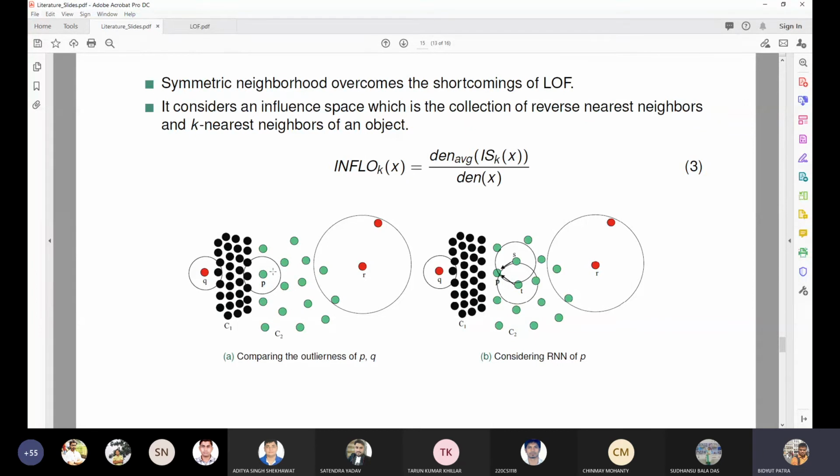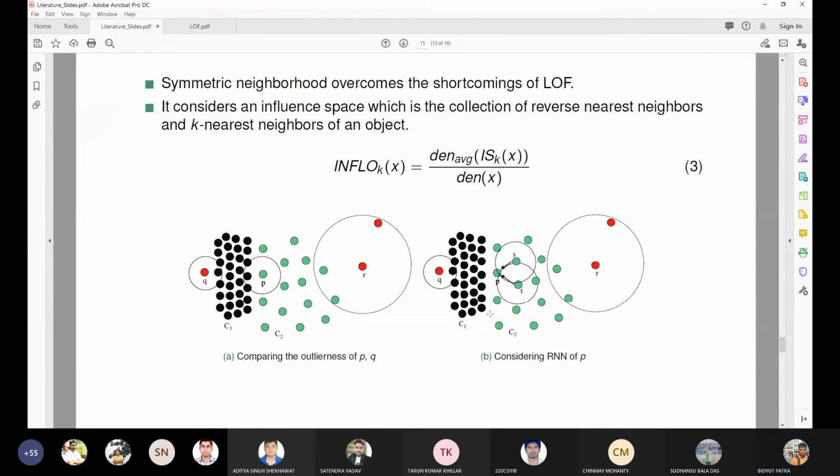So now you got the influence space with points not only from here, you also get points from here. Now in order to compute the average density, you have to compute the density of this region as well as the density of this sparse region. You take some average value, and that will balance the influence value, and then divided by the density of this point it will be very close to 1. Therefore this point won't be treated as an outlier. So that is the main idea of this symmetric neighborhood algorithm.